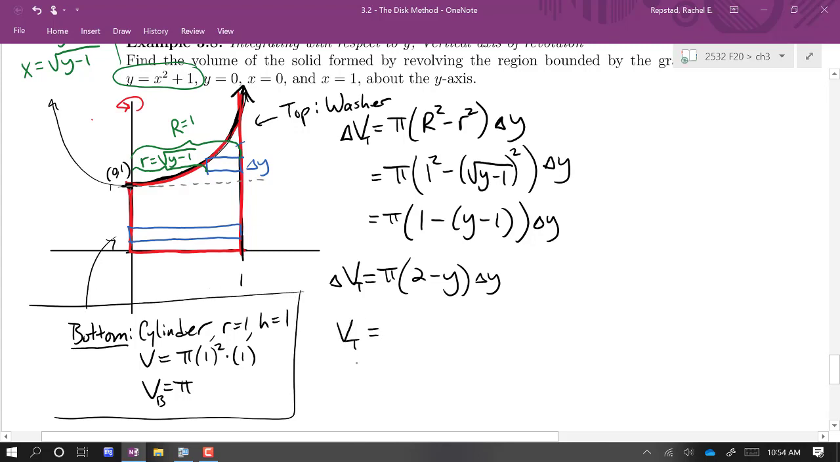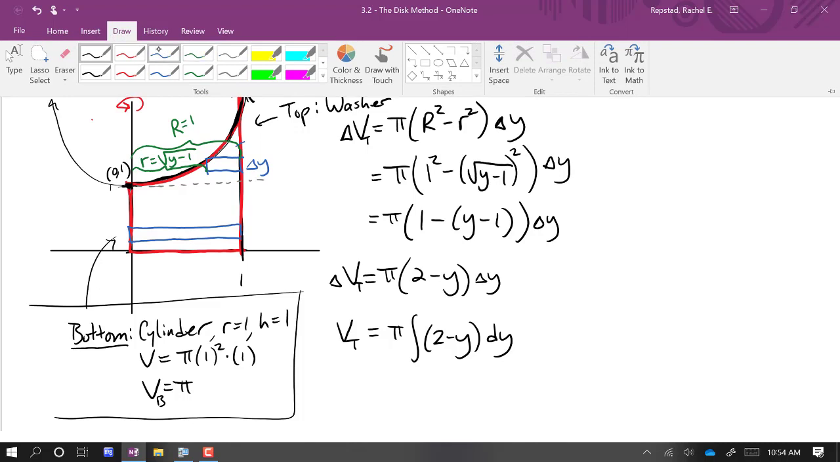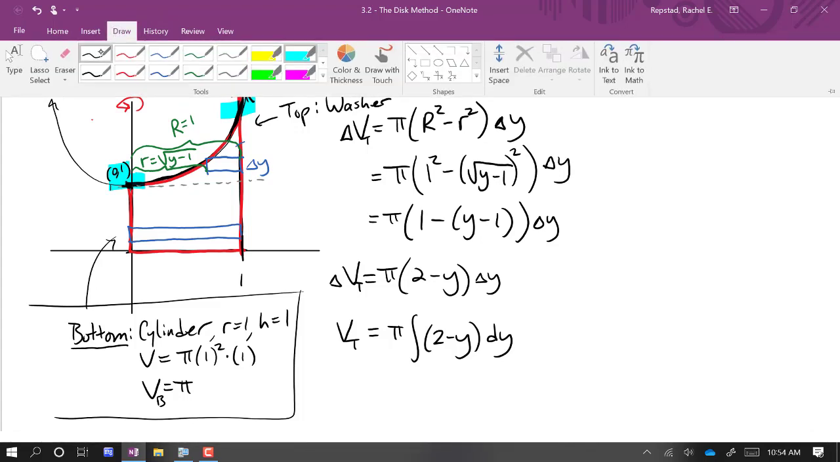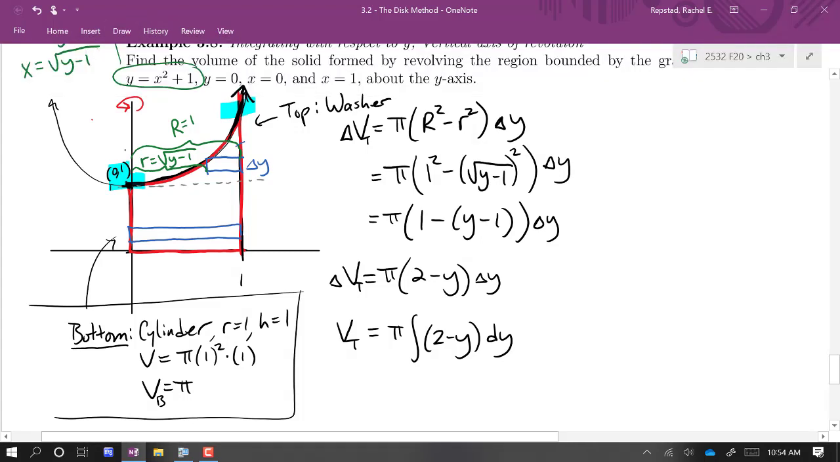That means that the volume of the top part is pi times the integral of 2 minus y dy, and our limits are going to come from the y limits of this part of the region. They're going to start at y equals 1, and the upper limit is going to be where that parabola intersects the line x equals 1. If x is equal to 1, then this function, y equals x squared plus 1, is equal to 2. So we're integrating from 1 to 2.